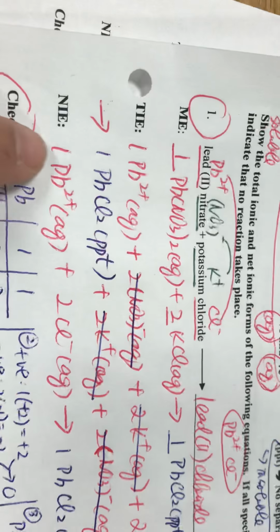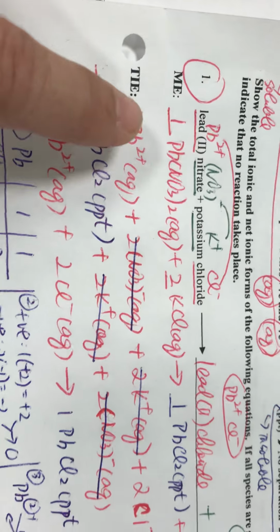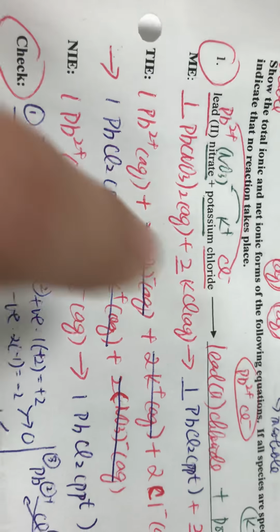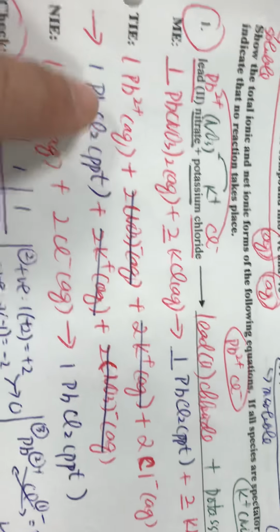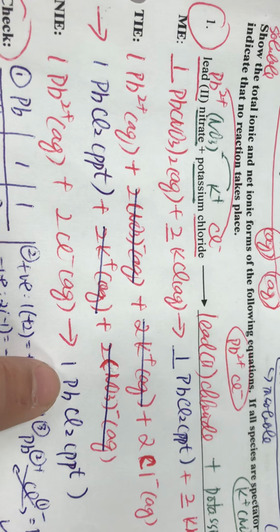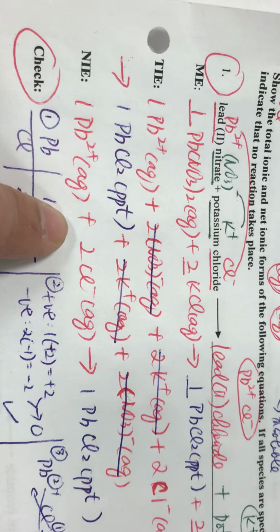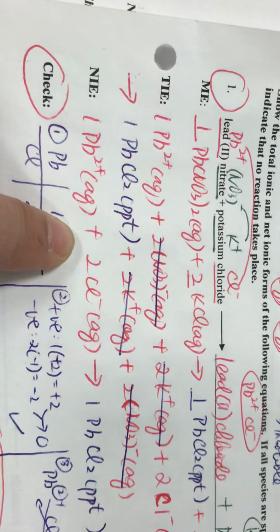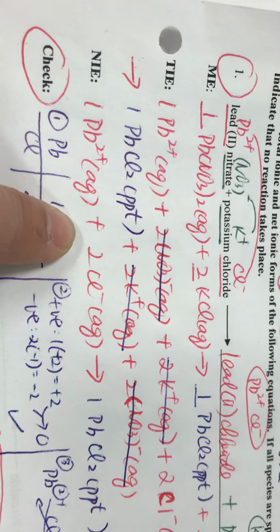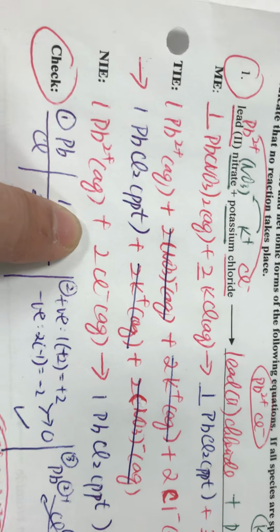So after I cancel the spectator ions, then whatever is left over will be net ionic. So it will be 1 Pb2+ (aq), 2Cl- (aq), and then arrow to 1 PbCl2 PPT. This will be my net ionic. What happened exactly in the precipitation? I'm only interested in the precipitation.